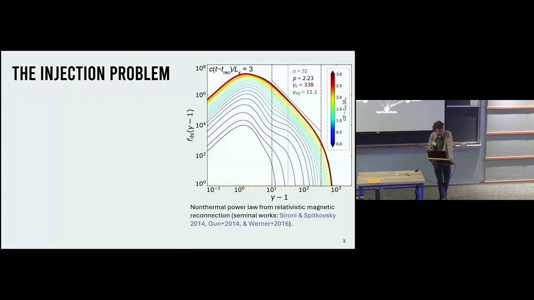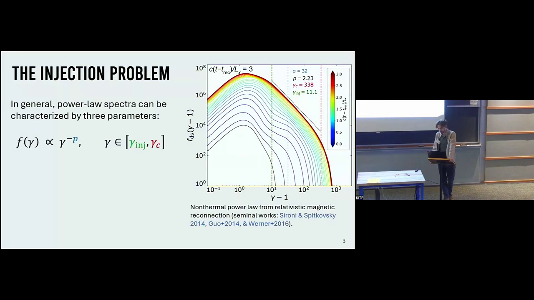In the context of magnetic reconnection, we've known for a decade that power law distributions are producible. In general, such power laws can be characterized by three parameters: the power law index, the upper bound, the cutoff, and the lower bound, the injection energy. Those parameters can be seen on the spectrum, where I've denoted the magnetic energy as sigma equals 32 per particle rest energy, otherwise called the cold upstream magnetization parameter.